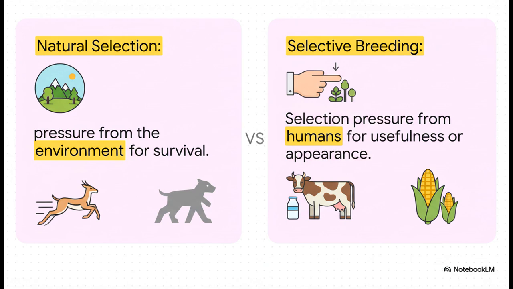This slide here really nails the key difference, and it's something examiners love to ask about. With natural selection, the pressure comes from the environment. It's a pure battle for survival. But with selective breeding, the pressure comes from humans. It's all about what we find useful or what we think looks good.